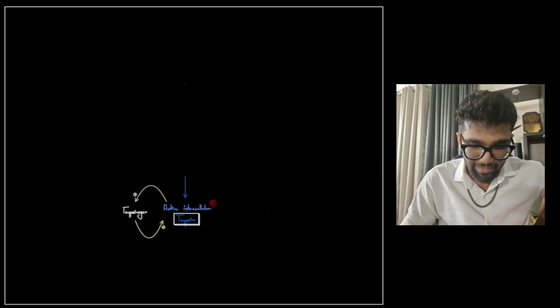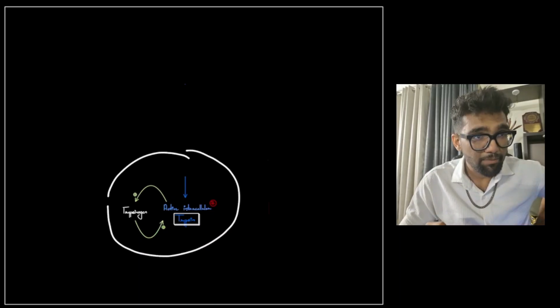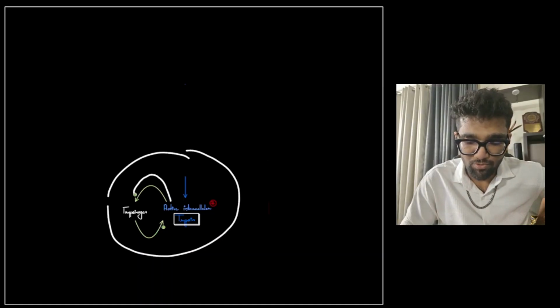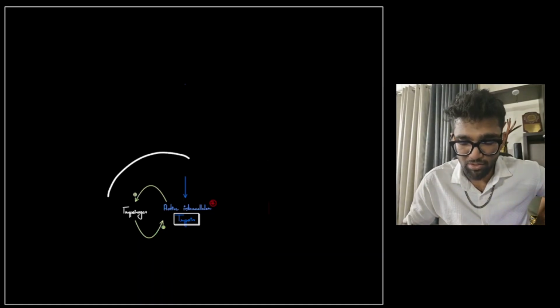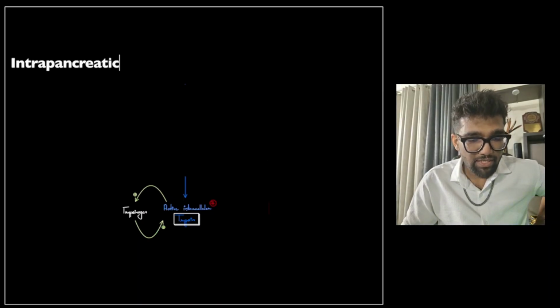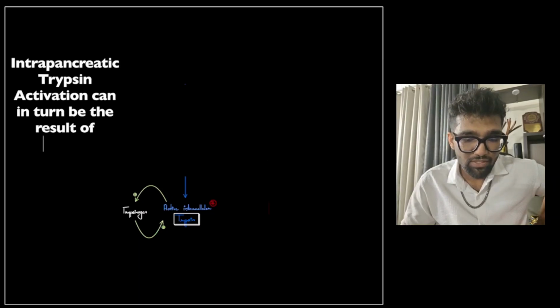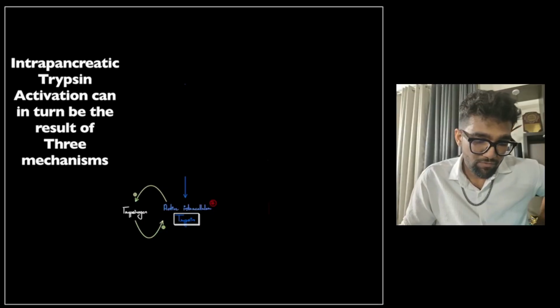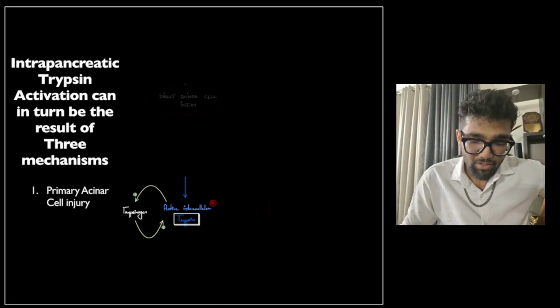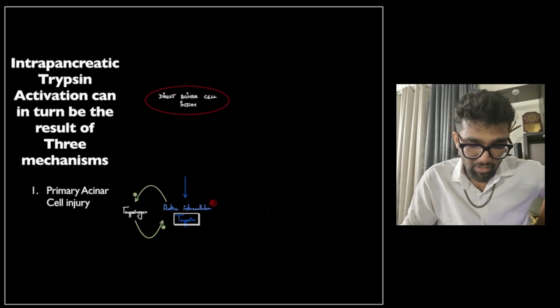So, like I said, the basic mechanism is always the same. Finally, trypsinogen will be converted into trypsin, and the more the trypsin activation that occurs, that will further activate trypsinogen to trypsin conversion. Now, this type of intrapancreatic trypsin activation is the result of three basic mechanisms. The first and most important mechanism is the primary acinar cell damage.